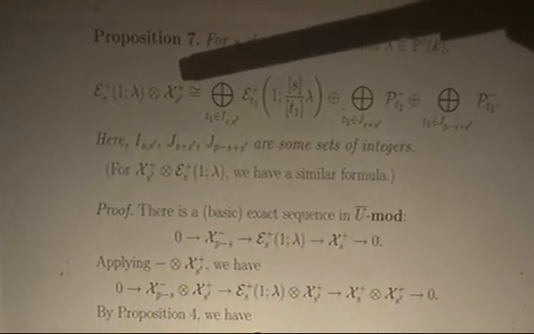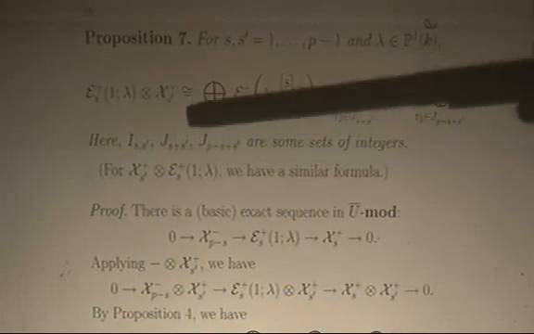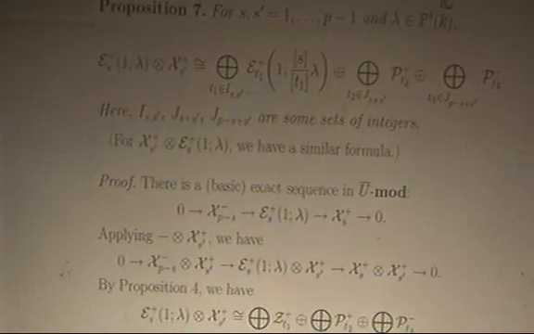And second, for s and s prime from 1 to p minus 1 and lambda a point of P^1(C), the tensor product of E_s^+ lambda times X_s'^+ is decomposed in this way. And here I and J are some index sets.